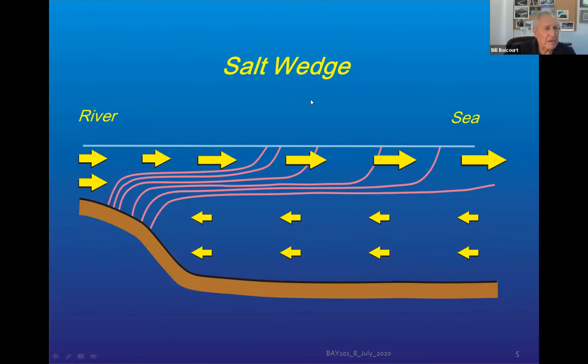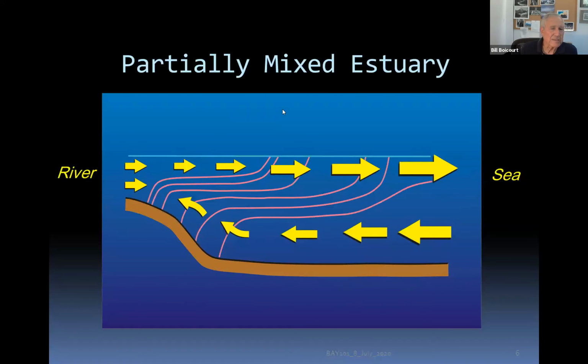Thank you. Okay. Well, we're back here at the salt wedge, and I'm claiming that the Chesapeake Bay is not a salt wedge. It's something really special. It's what we call a partially mixed estuary. What's going on here? Well, first of all, you have the river and the sea here, but what's different is the lines of salinity are far more diffuse.